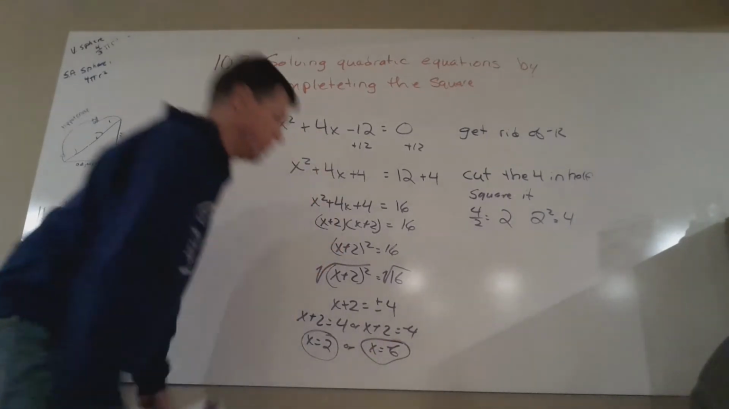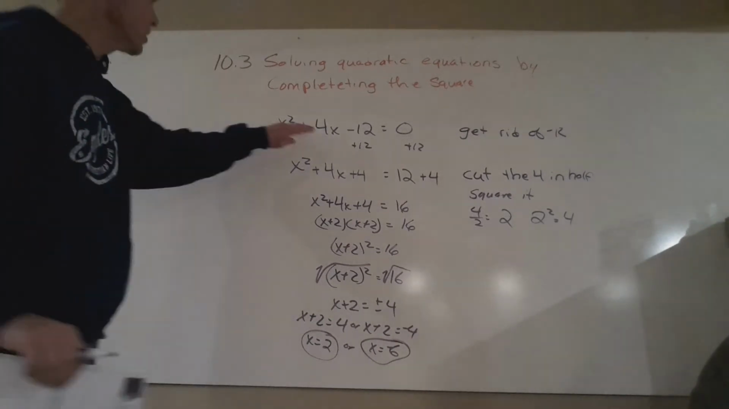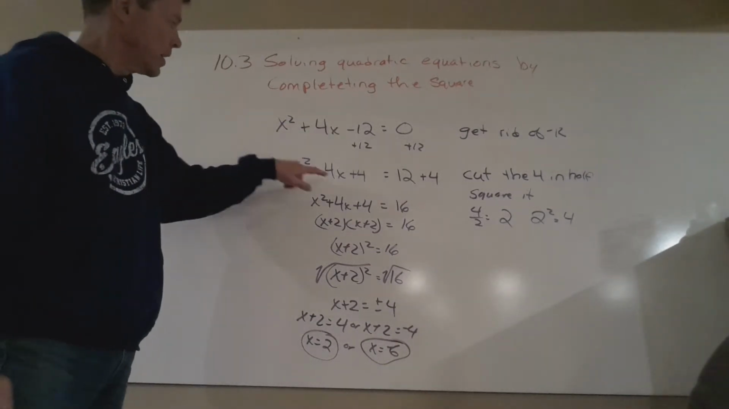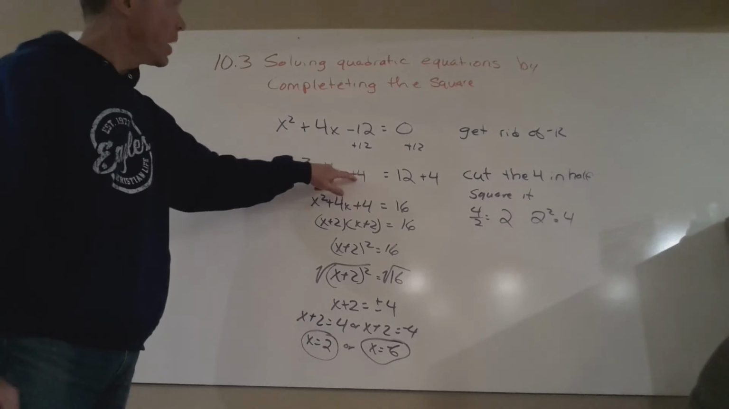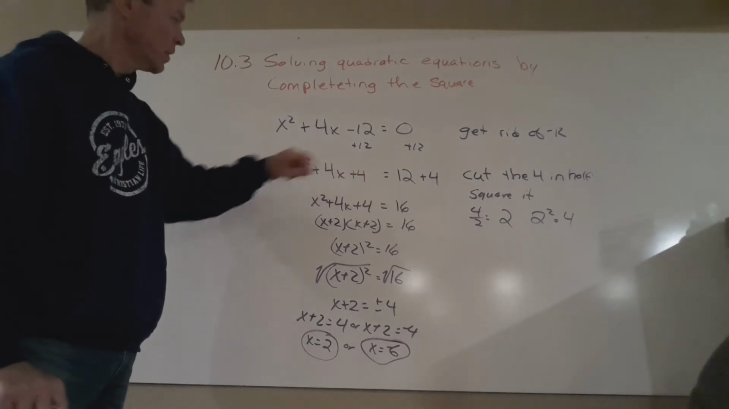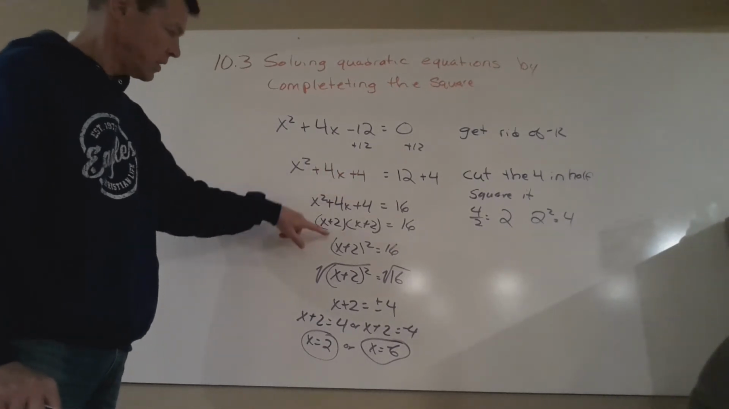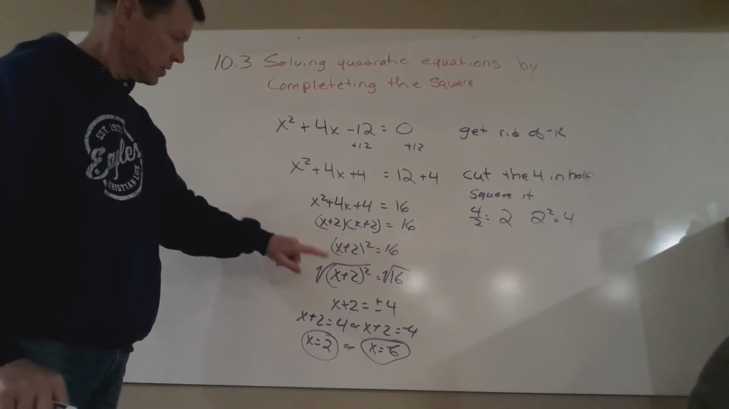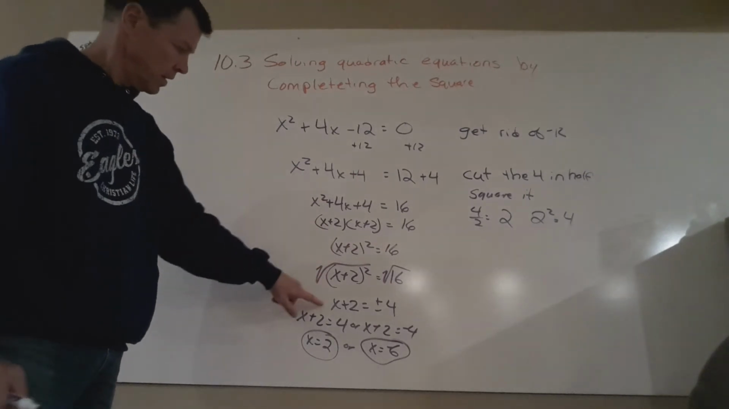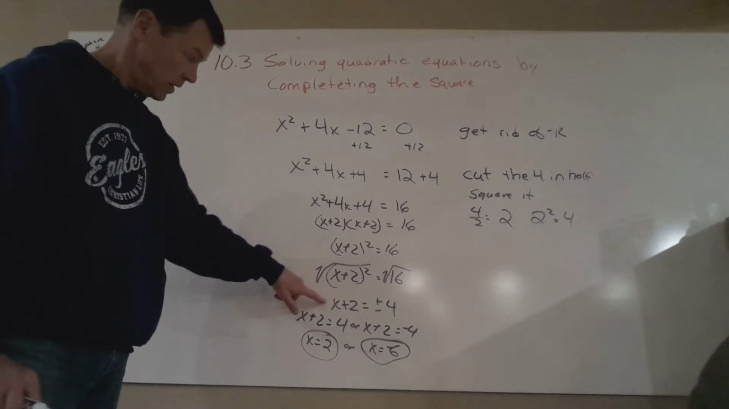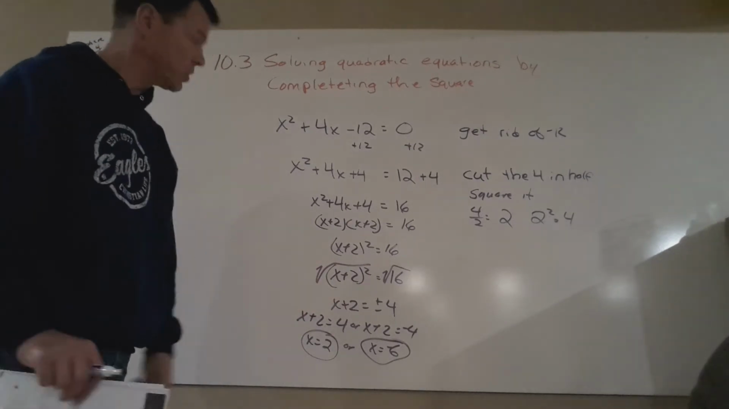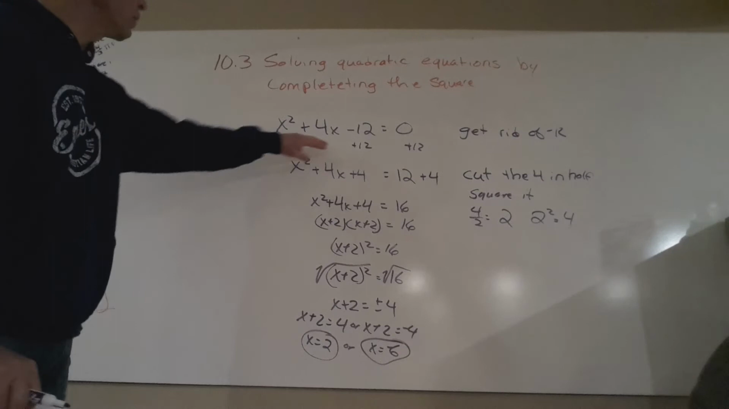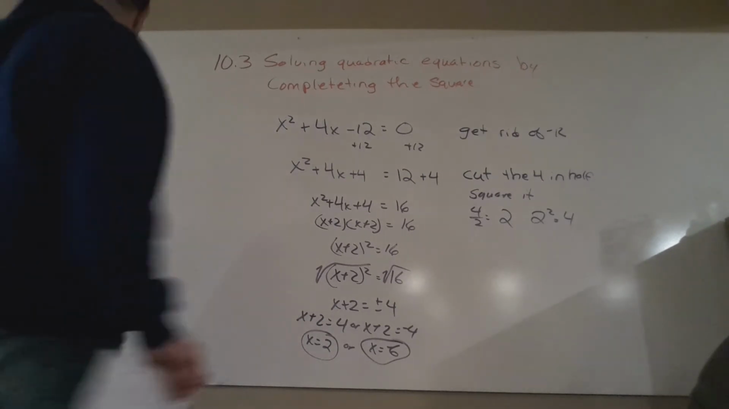There we have it with completing the square. We got this original equation, turned it into this by completing the square, factored it, took the square root, and solved for x equals 2 or x equals negative 6. You can even plug those in to check your work.